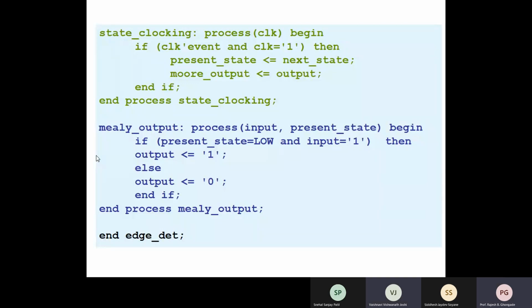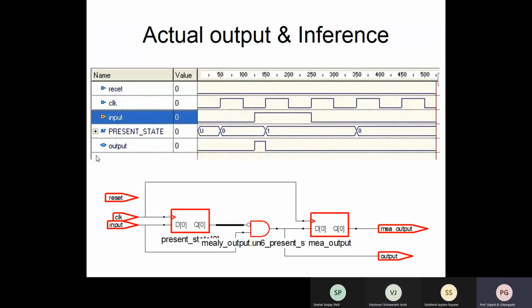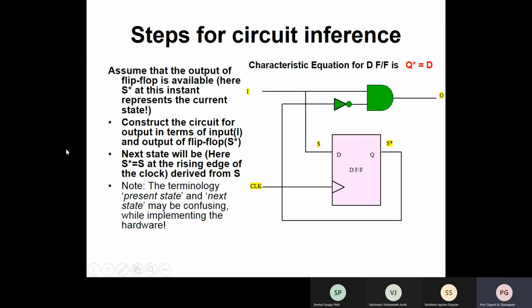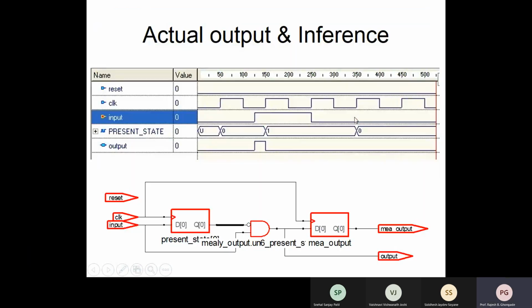Okay? Yes, sir. So if I synthesize this, this is the actual output that I get. First of all, look at this synthesized output. We have this diagram with us, so try to correlate this diagram with what is synthesized by that software. Same thing, isn't it? See here, the additional thing that you get is this. Why do we get this?